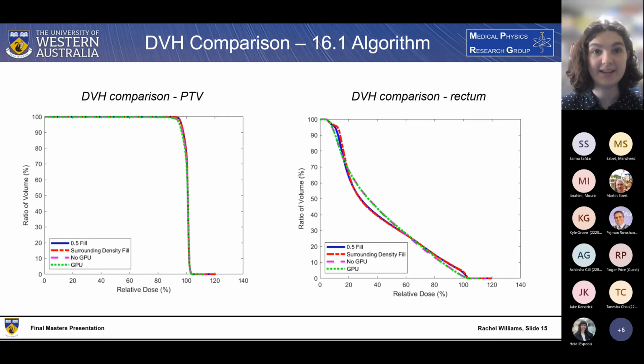The following is the DVH comparison for the 16.1 algorithm. Again, all 4 plans seem to agree very closely in dose to the PTV, and there is a much more similar agreement in dose to the rectum as well. Due to this, only version 15.6 of the algorithm was used in the next stage of the project.